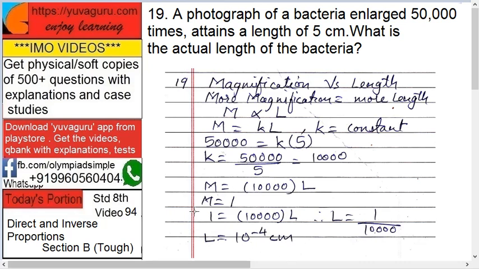Why M is taken as 1 over here? Because when magnification is 1, only then the actual length can be seen, right? So that's why M is taken as 1. So L equals 10 raised to minus 4 centimeter.